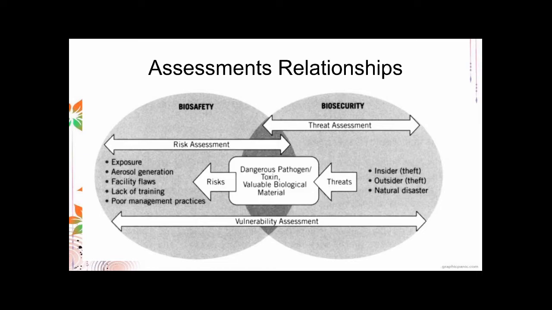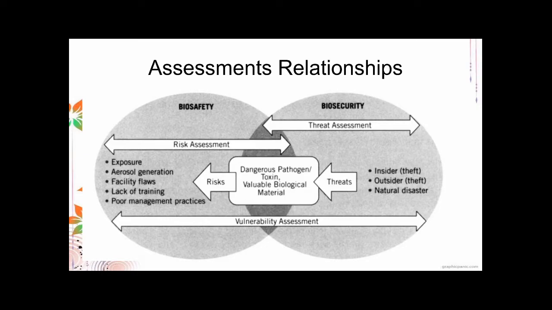So in biosecurity, your threats, again, you consider insiders. For example, how likely are your workers to be tempted to steal or even work for your enemies? And then how do you prevent outsiders from barging into your laboratories? And of course, what are the controls against natural disasters?